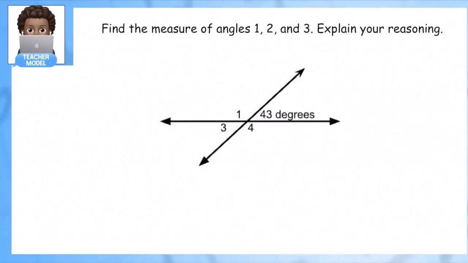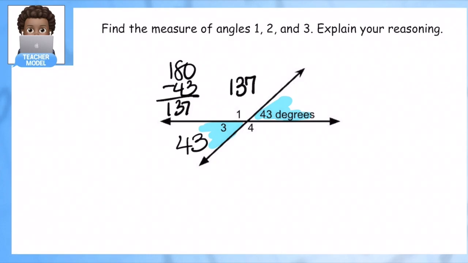So let's use what we know about vertical angles to figure out angles 1, 3, and 4. Again, all you have to do is look and recognize where you see vertical angles. So if this is 43, then we know this is 43. And I can use that to figure out the supplement. So I'm just going to do 180 minus 43, and I get 137. So if this one is 137, then I know that this one is 137 because they are also vertical angles.